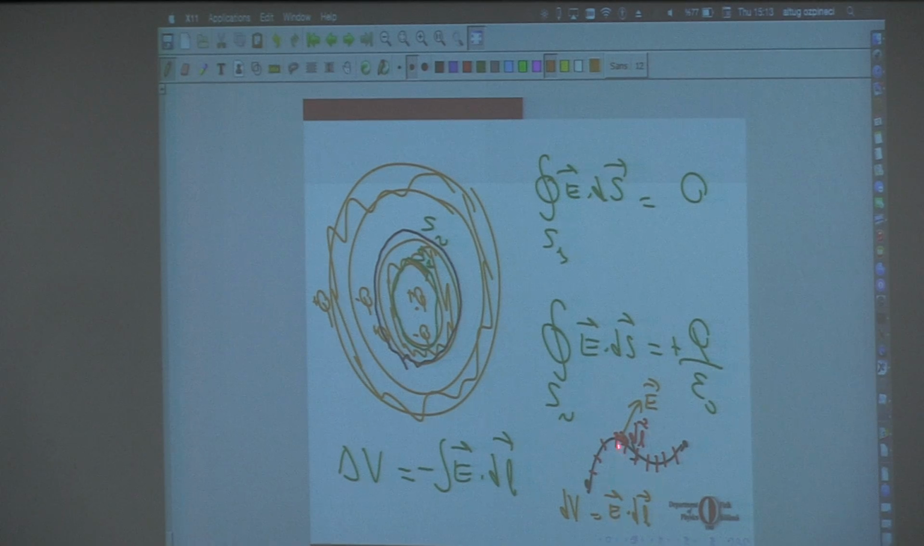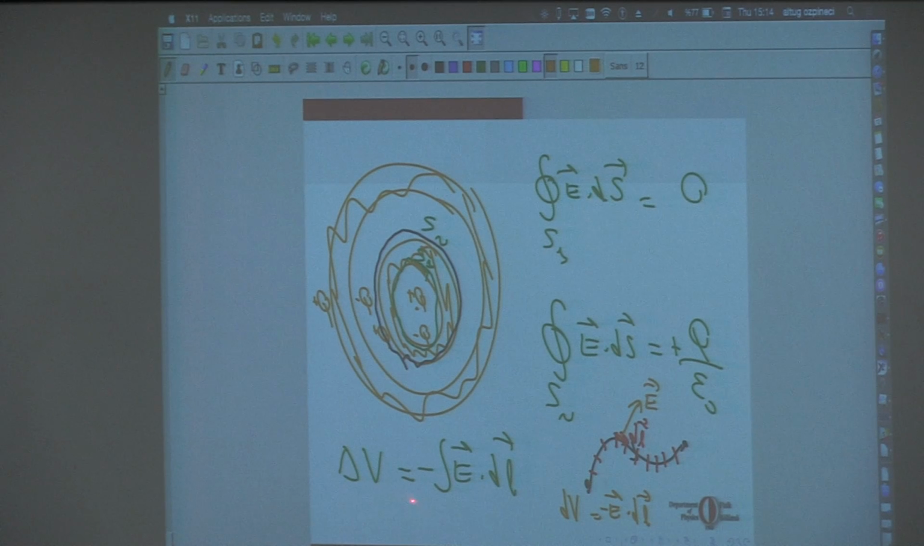I calculate the electric field at that segment, take its scalar product with this dl vector right at that segment, take the minus sign, and that gives me the potential difference. When I want to calculate the contribution of, let's say, this segment, I calculate the dl corresponding to that segment, multiply it with the electric field at that segment, and add the contribution.